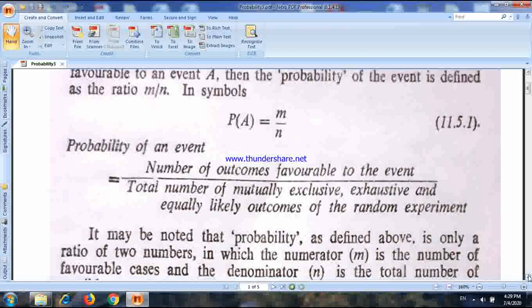And if probability is 1, that means 1 into 100%, that means 100%. That means 100% chance is there for the occurrence of the event. That means that event will always occur.